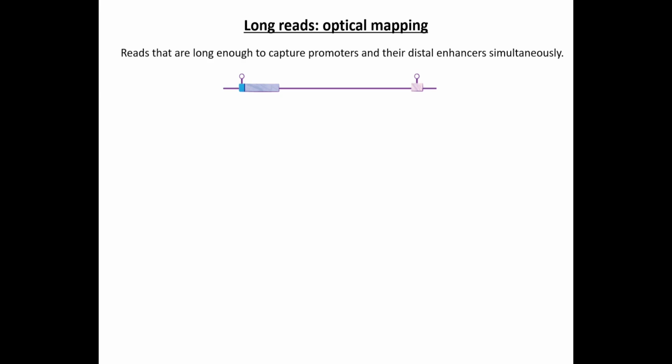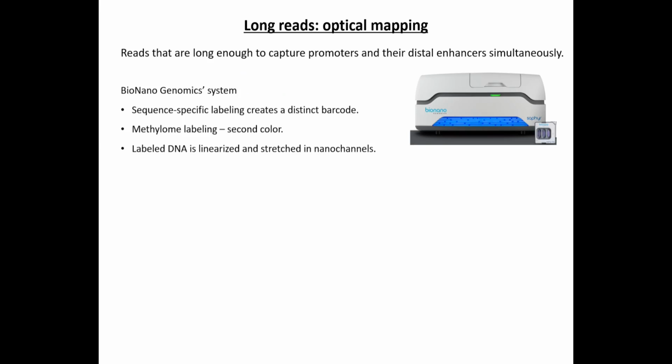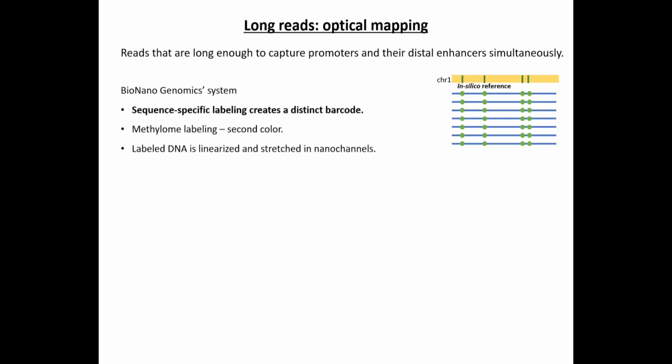Optical mapping is a long reads technology that currently provides the longest reads in the highest coverage. These reads are long enough to capture promoters and their distal enhancers simultaneously. With the Bionano Genomics optical mapping system, we use sequence-specific fluorescence labeling to create a genetic barcode and compare the barcode pattern on the single molecules to the theoretical barcode of the reference genome for alignment.